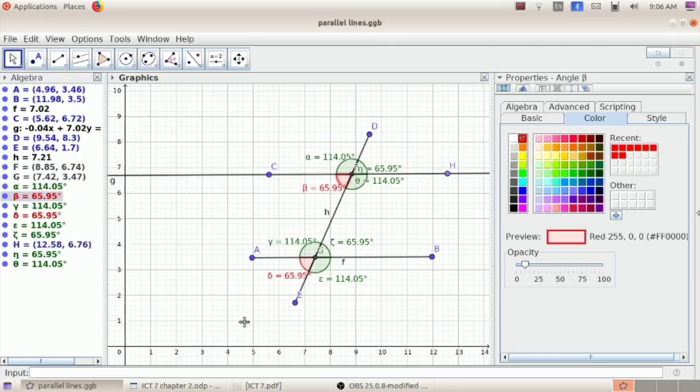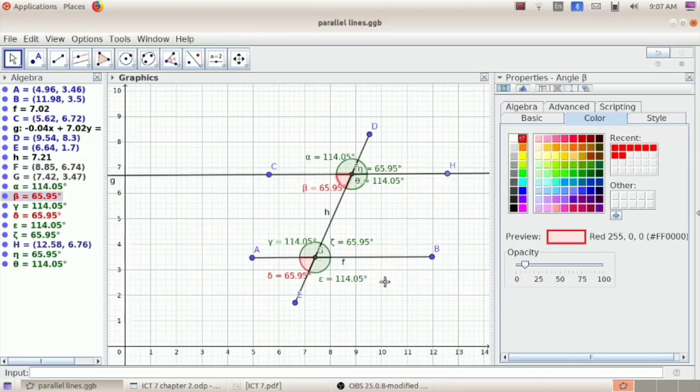So what is the speciality of corresponding angles? The corresponding angles are always equal. Consider the first pair of corresponding angles, that is angle DFC and angle DGA. The angles are equal, that is 114.05 degrees. Then consider the second pair of corresponding angles, that is angle DFH and angle DGB. The angles are equal, that is 65.95 degrees. Then the third pair of corresponding angles, that is angle HFE and angle BGE.